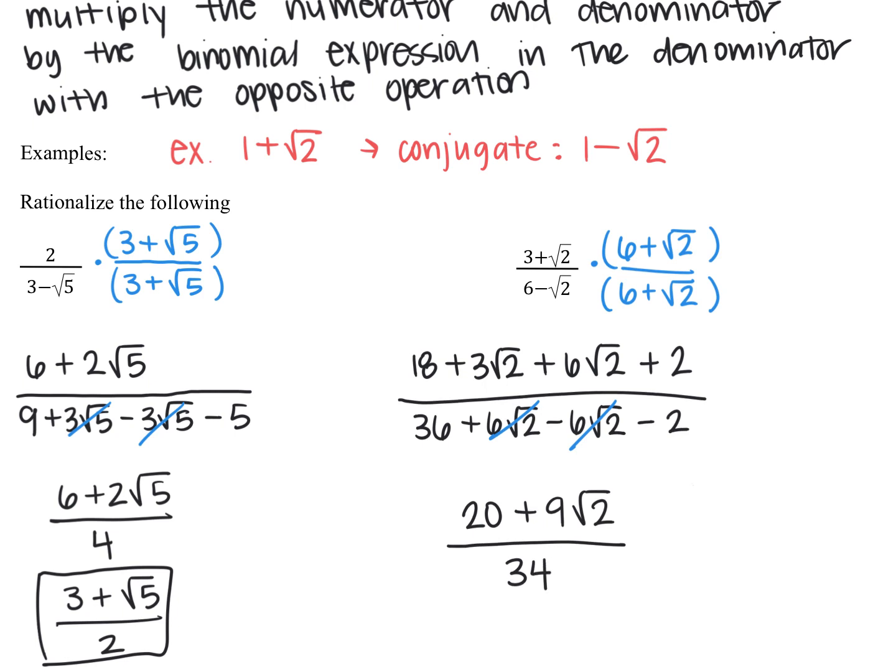Now I check to see if 9 and 34 can simplify by anything. And they can't, because the only things that go into 9 are 9 and 3, and neither of those numbers go into 20 or 34. So I don't have to simplify it any further. And that is my final answer.